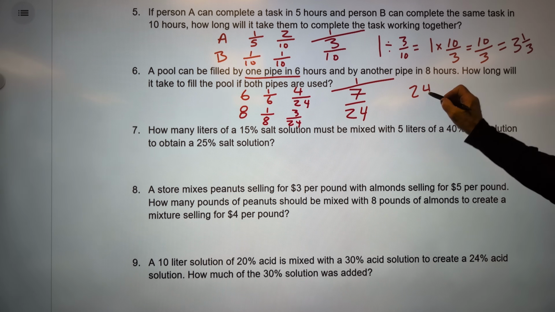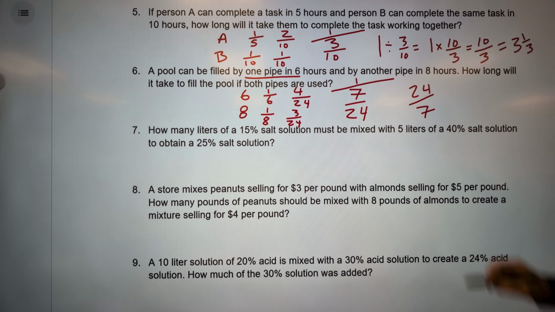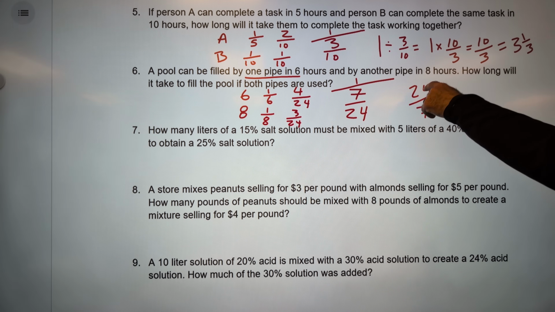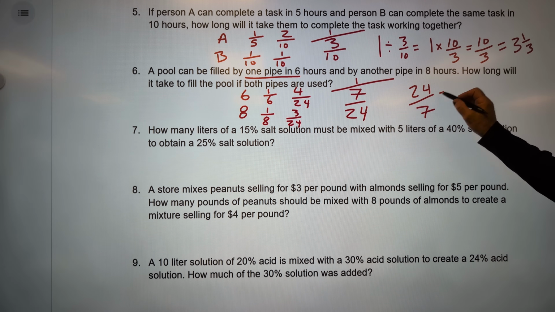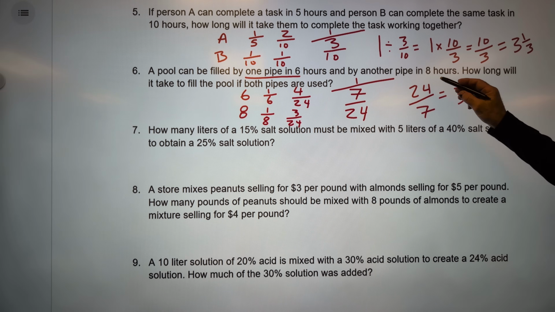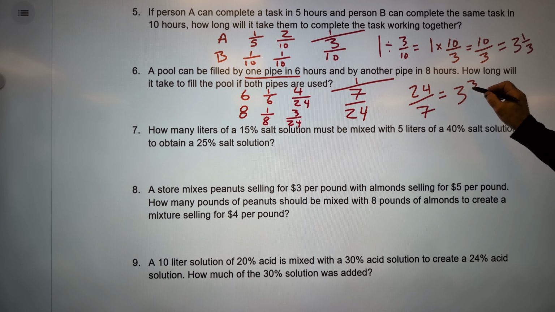And then it is 1 divided by 7/24, which is going to be 24/7. Then I can reduce that, or no, I can't. 7 goes into 24 3 times with 3 left over, so 3 3/7 of an hour. And that, I mean, that's a ballpark number. That kind of makes sense there.